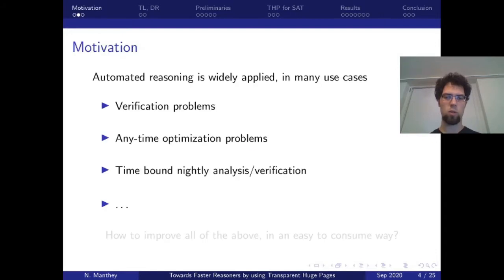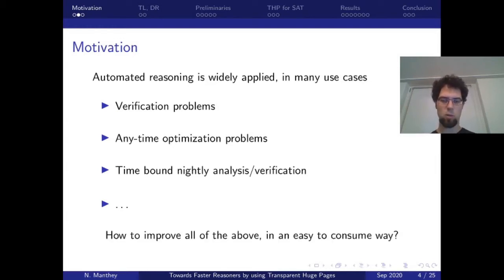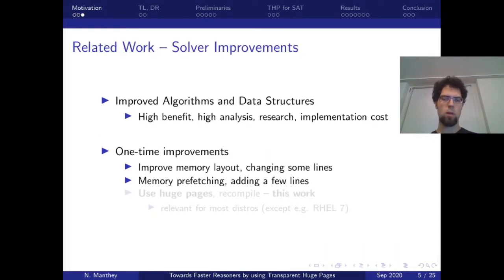So, as a motivation, there are many tasks of automated reasoning, for example, verification of hardware or software, anytime optimization problems, which give a better result the longer you let them run, and time-bound nightly jobs like analysis or verification, where in a given amount of time we try to squeeze in as much computation as possible. The question behind this work was, is there a way to improve all of these in an easy to consume way?